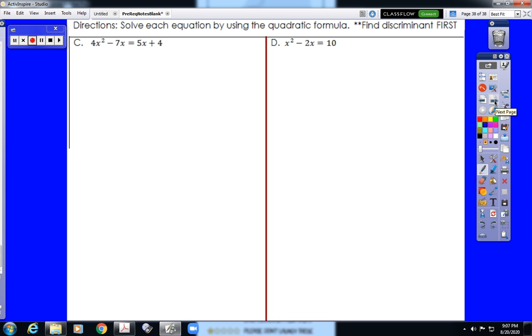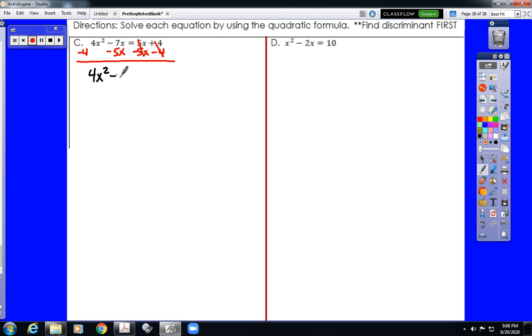Okay, these are not in the proper format, so our first step is to put them in the proper format. So for c, we're going to need to subtract 5x from each side and subtract 4 from each side, which would cancel these two terms out and would get us written in ax squared plus bx plus c format, which would be 4x squared minus 12x minus 4 equals 0. Okay, this side is now 0 because everything's gone. We then need to pull our a just like we did on the previous page. So a is 4, b is -12, and c is -4.